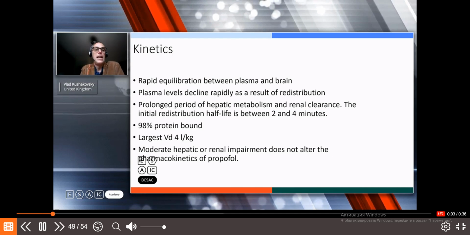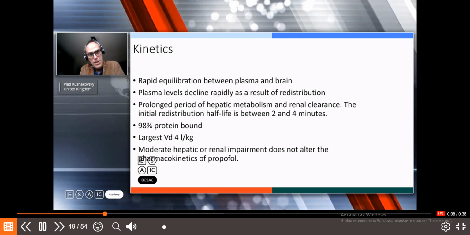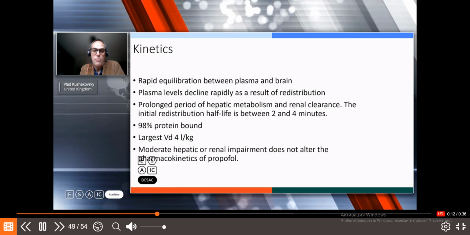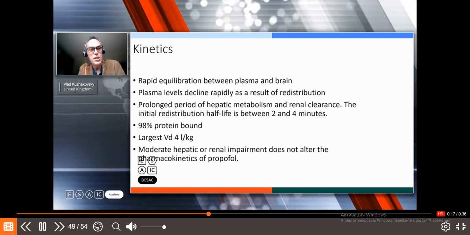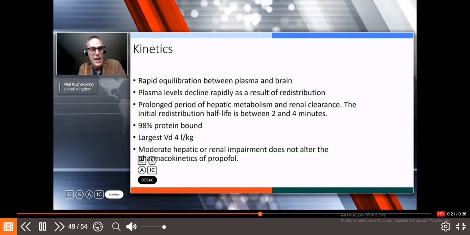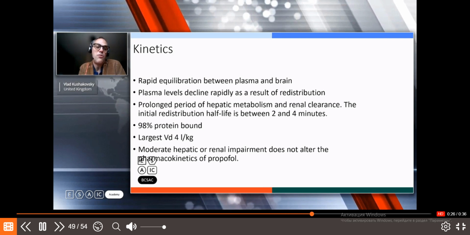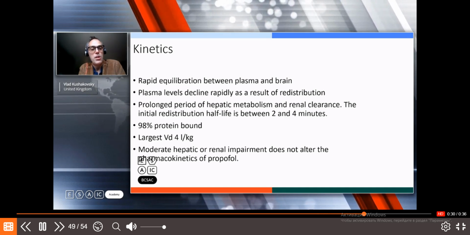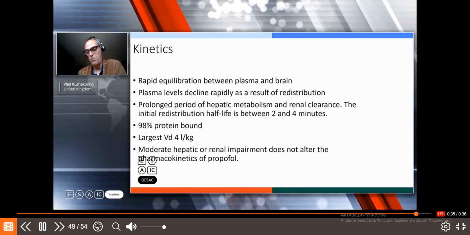Kinetics: it equilibrates rapidly between plasma and brain. Plasma levels decline rapidly as a result of redistribution and prolonged periods of hepatic metabolism and renal clearance. The initial redistribution half-life is between 2 to 4 minutes. It is 98% protein bound and has the largest volume of distribution of 4 liters per kilo. Moderate hepatic or renal impairment doesn't alter its pharmacokinetics, which is important.